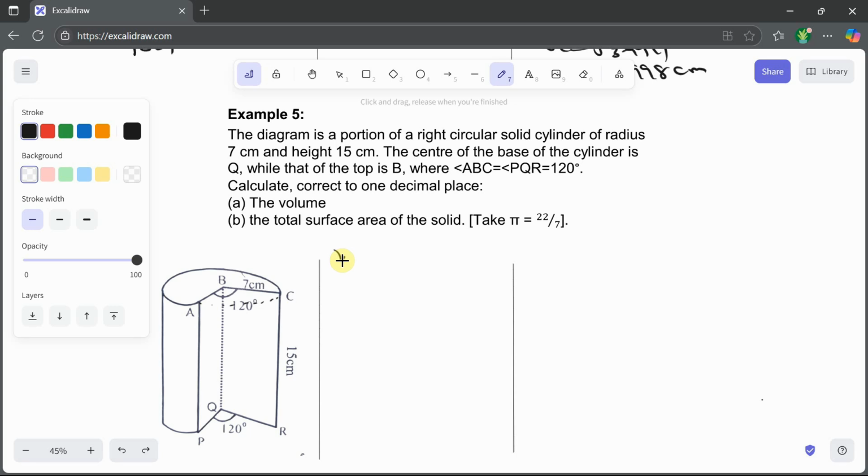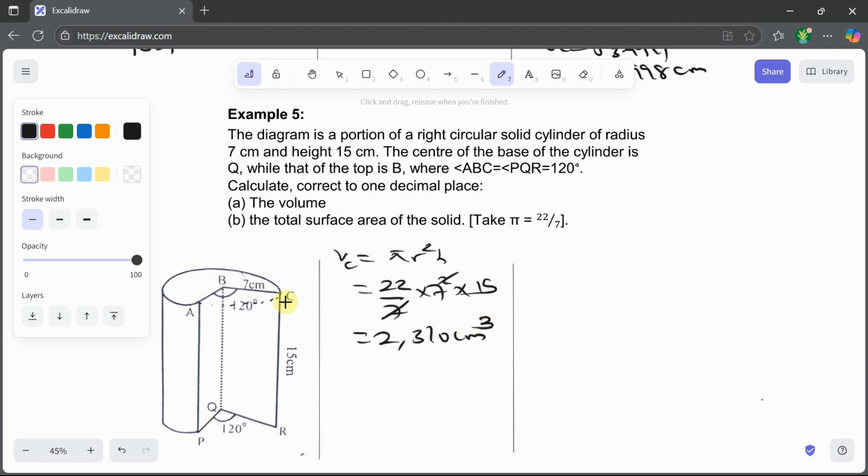So the volume of the cylinder is pi r squared h. That will be 22/7 times 7 squared times 15. One of the 7s will cancel out, so this is 22 times 7 times 15, and that will give you 2,310 centimeter cube. So that's the volume of the cylinder.